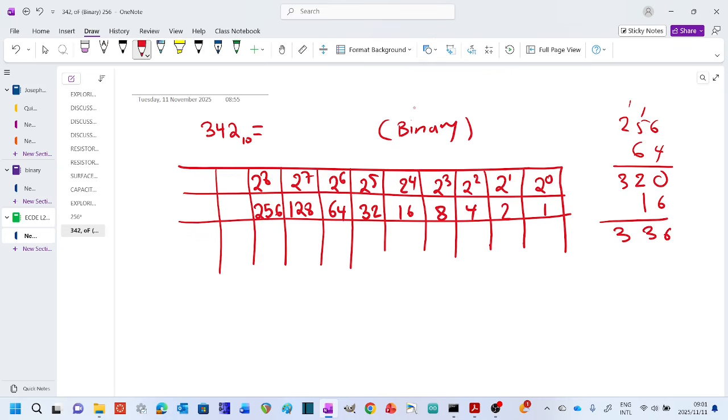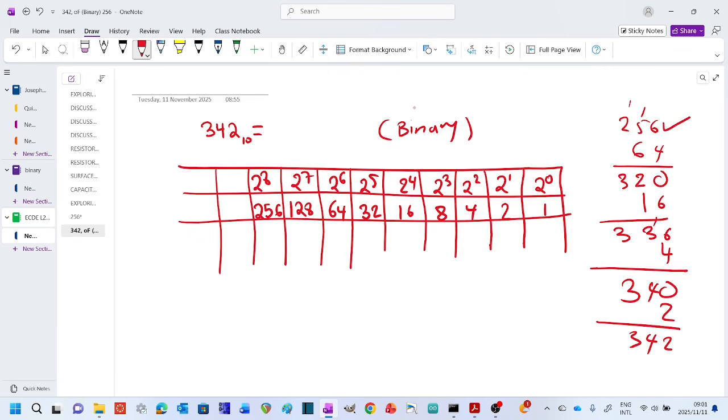So we're not going to take 8. We're going to take plus 4. Plus 4 gives me 340. And then plus 2 gives me 342. So you can see those are the numbers that we have used.